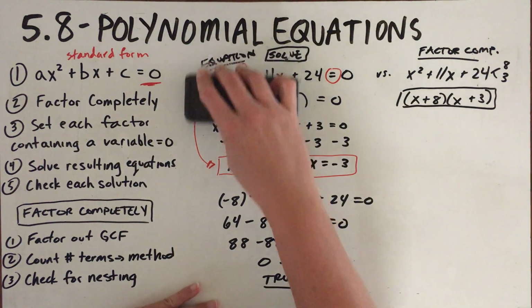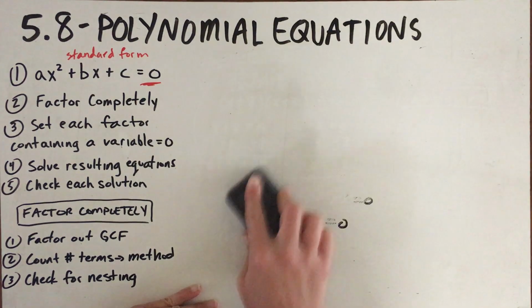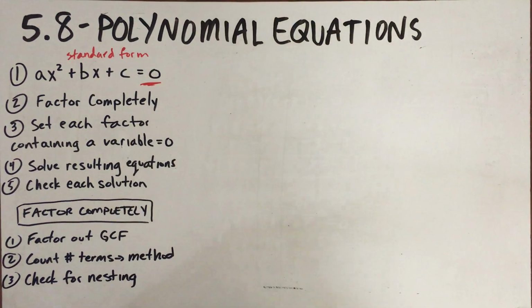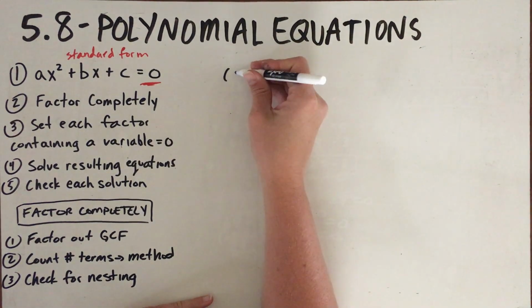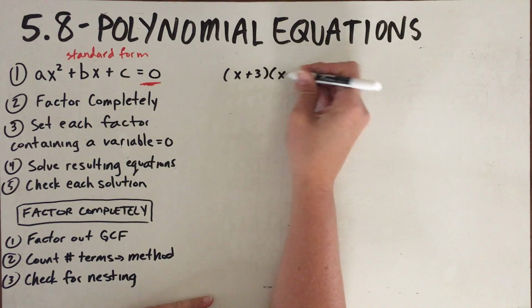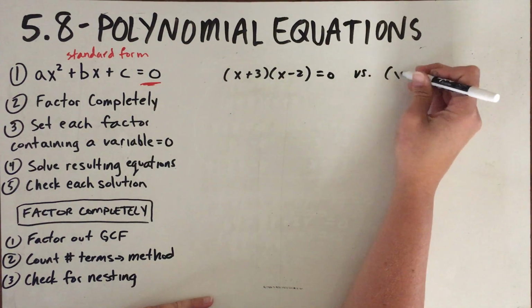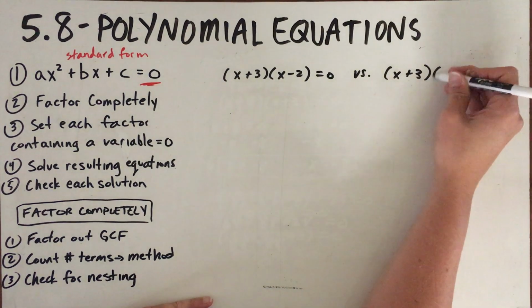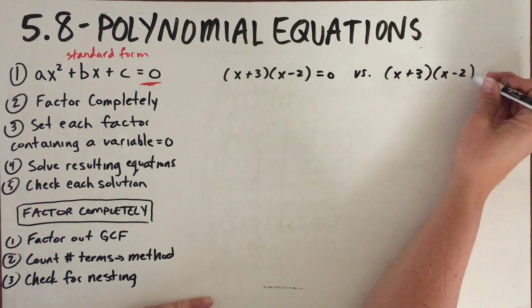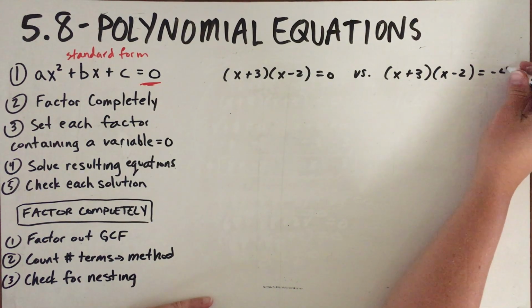So let's talk about a couple of other parts of this. What would be the difference between x plus 3 times x minus 2 is equal to 0, versus x plus 3 times x minus 2 and saying this is equal to -4 instead?